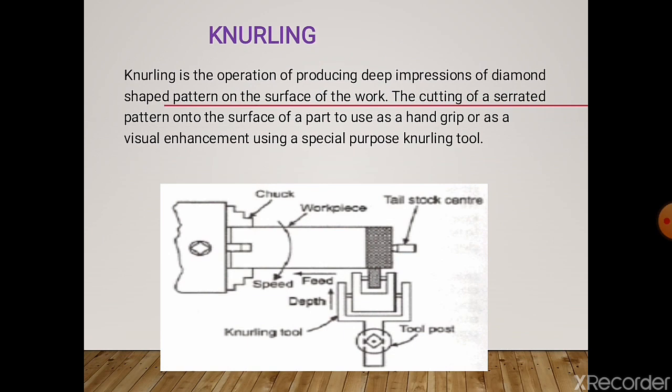Knurling. Knurling is the operation of producing a deep impression of a diamond shaped pattern on the surface of the work. It is the cutting of a serrated pattern onto the surface of a part to use as a hand grip or as a visual enhancement, using a special purpose knurling tool. This operation gives the grip to the work.